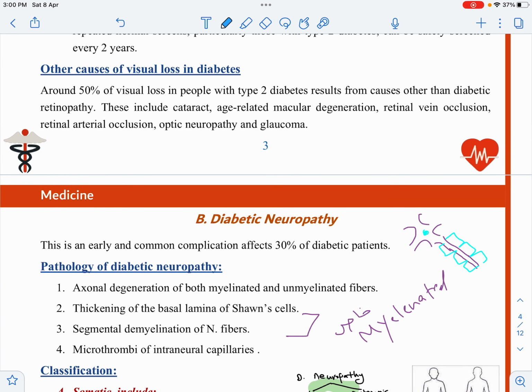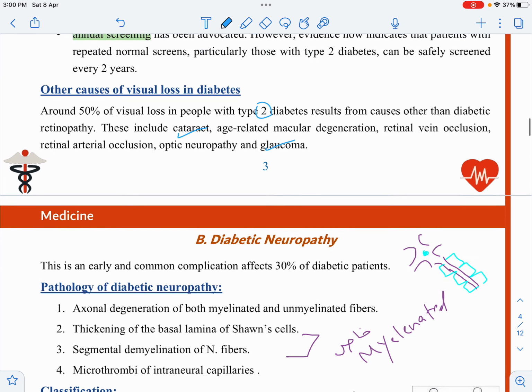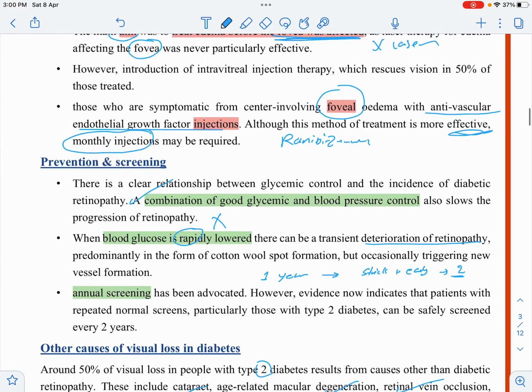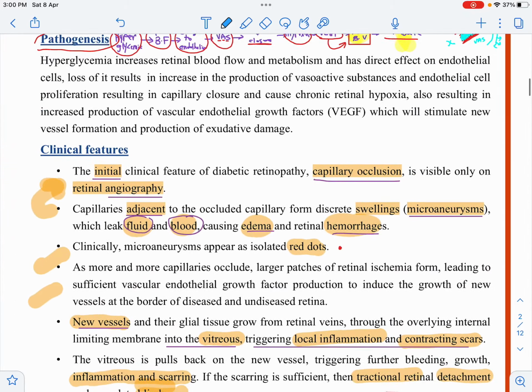Other causes of the visual loss in diabetes, especially in type 2 diabetes, are cataract, glaucoma, and macular deterioration, retinal vein occlusion, and retinal arterial occlusion. This was about diabetic retinopathy.